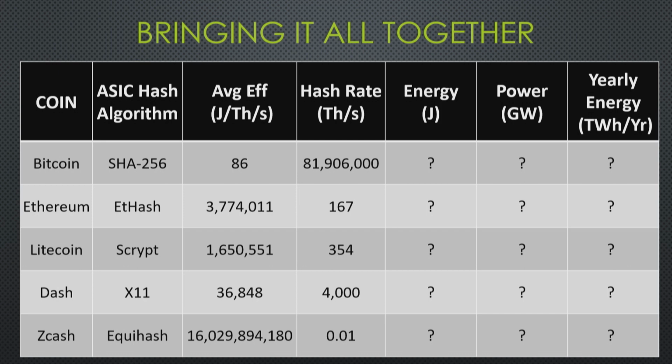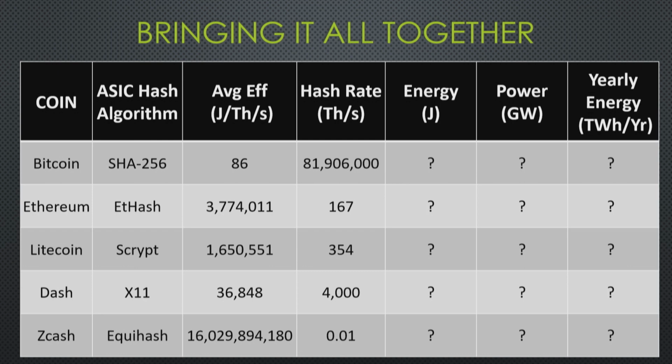Thinking of it in terms of chemistry, it's a unit conversion problem, really, almost along the lines of stoichiometry. And so to get rid of the terahash per second on the bottom of this average efficiency equation and just convert it to joules, you would have to multiply it by the unit terahash per second to get rid of it.